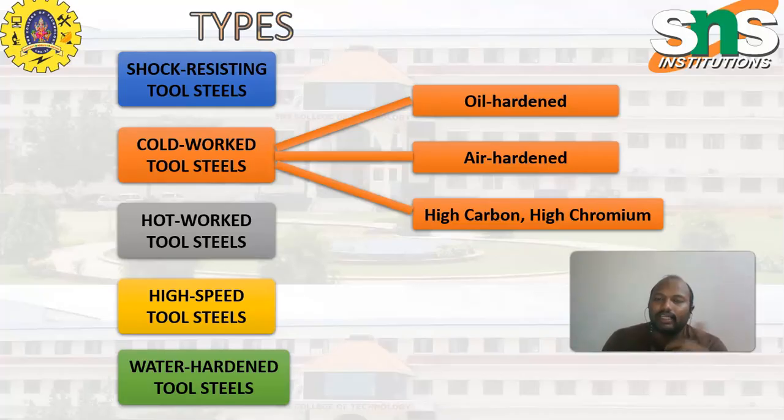Second one is cold work. So it is further classified as oil hardened, air hardened and high carbon, high chromium. Here high carbon, high chromium means the carbon and chromium content is added in a little higher format or in a higher way, in order to improve the mechanical properties for the particular working environment. So the second one is air hardened and oil hardened. Here the hardening happens with the oil or air, meaning the quenching process happens through oil and air in order to improve the hardness of the particular tool steel.